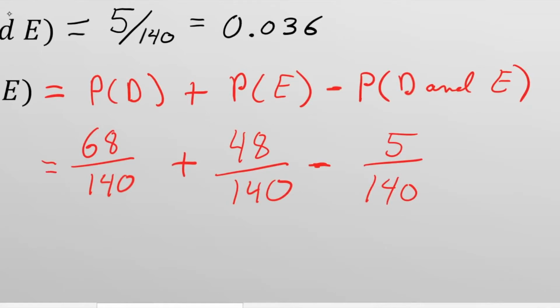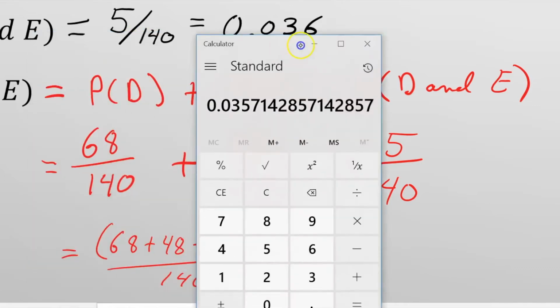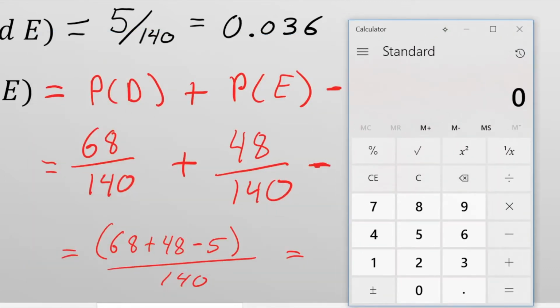They're all already the same. So that means I'm going to do all the tops first and then divide at the end. So what I mean here, if I put all the numerators together, with some parentheses around it, then I could just divide by 140. So if I was doing this in this calculator, in order to get the right answer, I would do the top first, so 68 plus 48 minus 5. So I get 111. Then I'm going to do 111 divided by 140. So I get 0.79, and if I round it to 3 decimal places, 0.793.